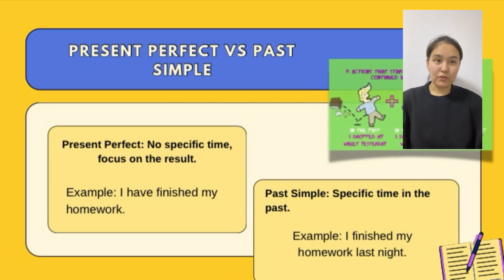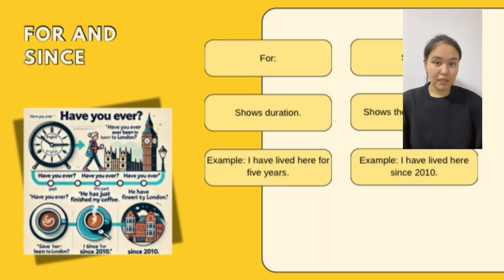Let's talk about the for and since in present perfect. For shows the duration. For example, I have lived here for 5 years. And since shows the starting point. For example, I have lived here since 2010.